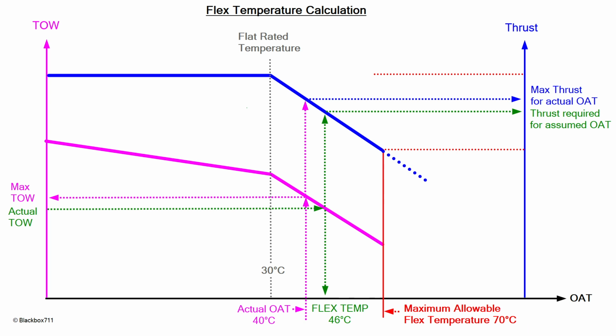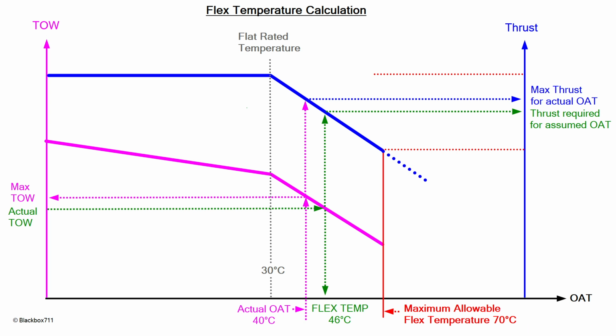And so the question is, is it still worth using flex temperature in this case? Well, we can see the actual takeoff weight is only slightly below the max takeoff weight value, and hence the thrust required for the assumed temperature of 46 degrees in this case is a little bit below the max thrust available for the current outside air temperature.